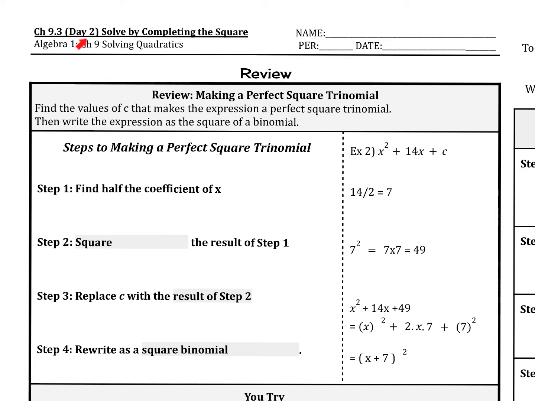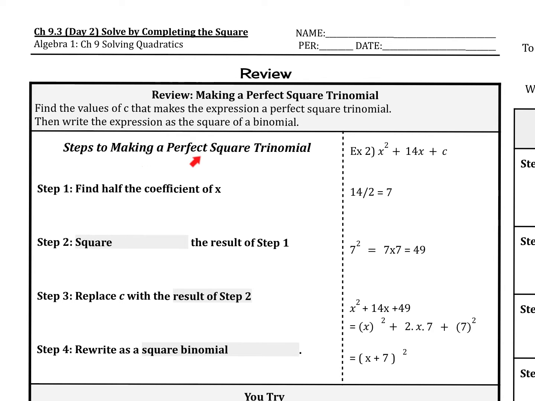Chapter 9.3 Day 2: Solve by completing the square. Review: making a perfect square trinomial. Find the value of c that makes the expression a perfect square trinomial. Then write the expression as the square of a binomial.